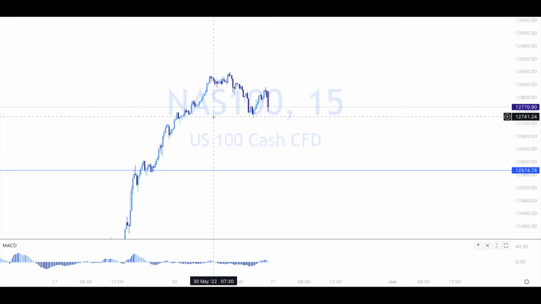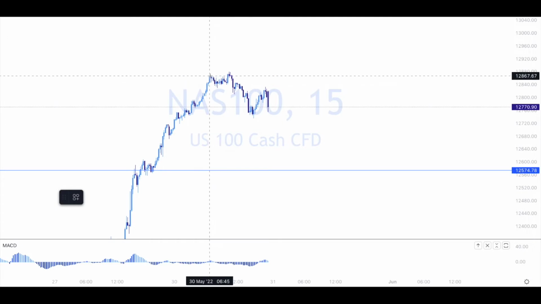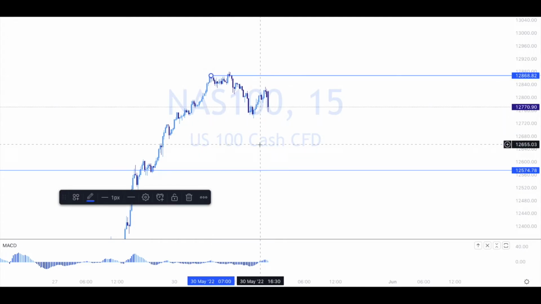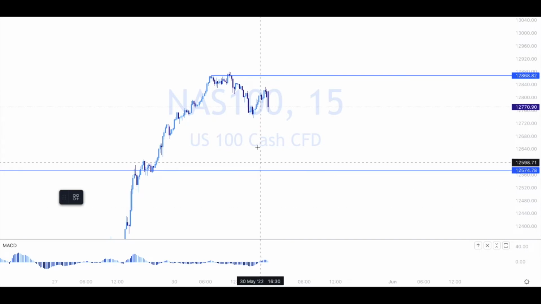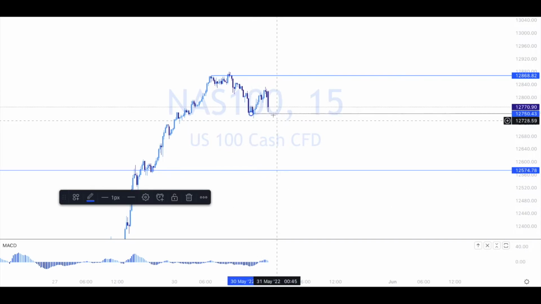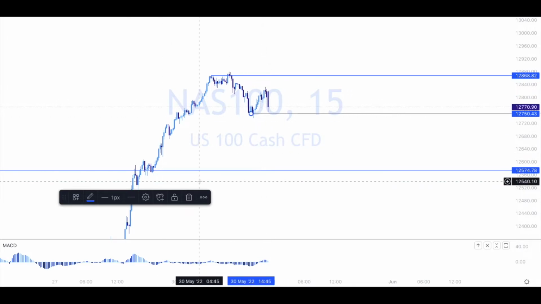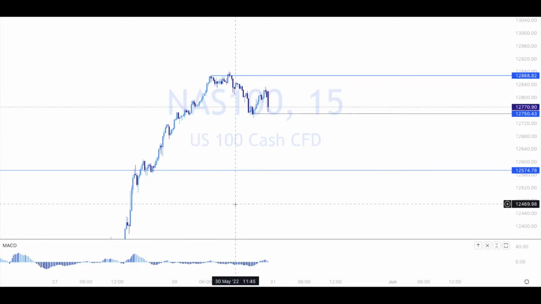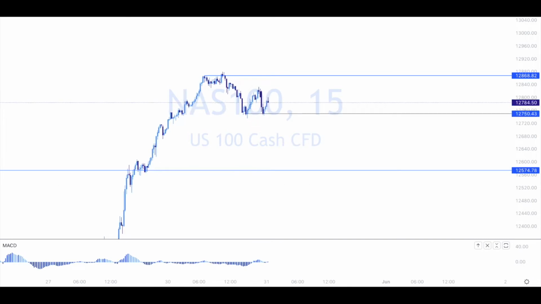So first things first, this is a high over here, right? And this over here is a low, right? So these two areas are now super important if we're thinking about taking sells. But we need one more move to happen before we do anything else. So let's just hit play and see what it does.